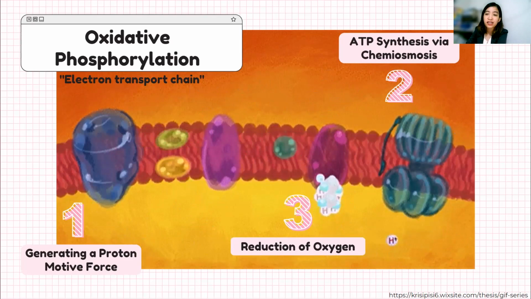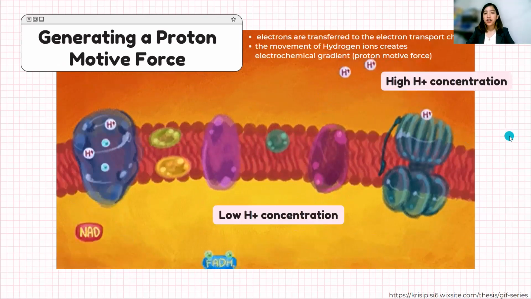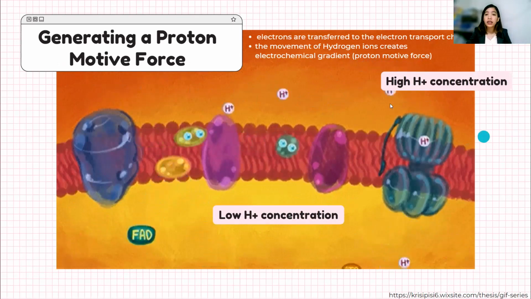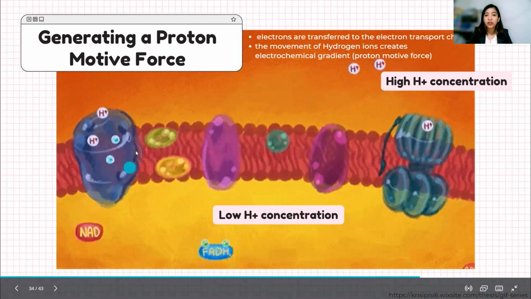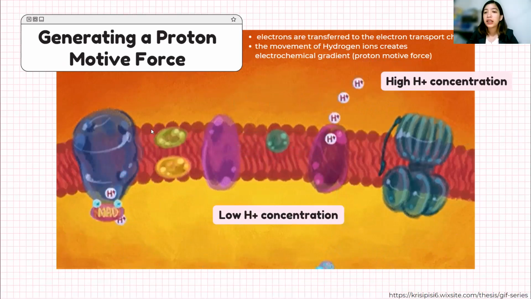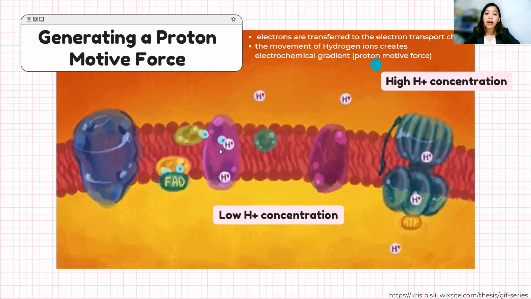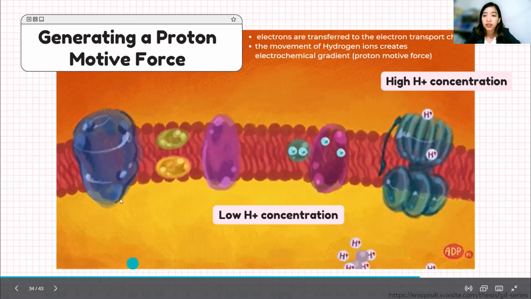So ngayon, iisa-isahin natin yung tatlong steps na to. First is the generating of a proton motive force. Ang nangyayari dito, yung electrons are being transferred to the electron transport chain. And yung movement nitong hydrogen ions creates electrochemical gradient or proton motive force. Kung makikita nyo, itong mga FAD na free-flowing lang siya dito.